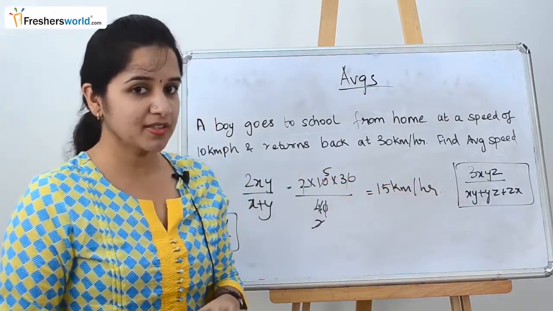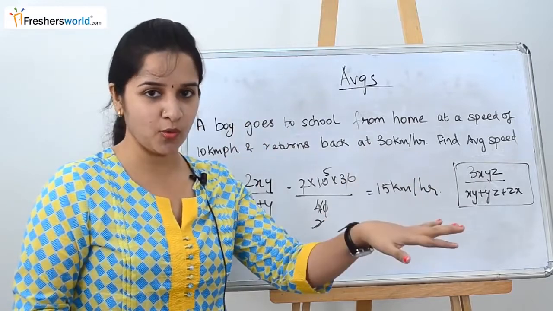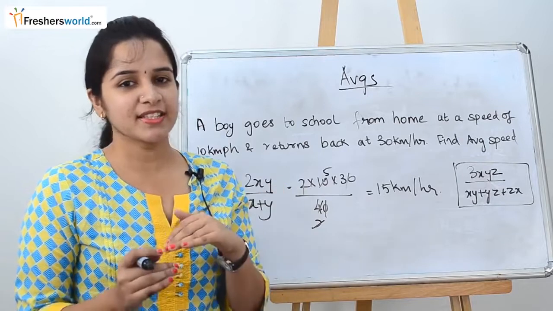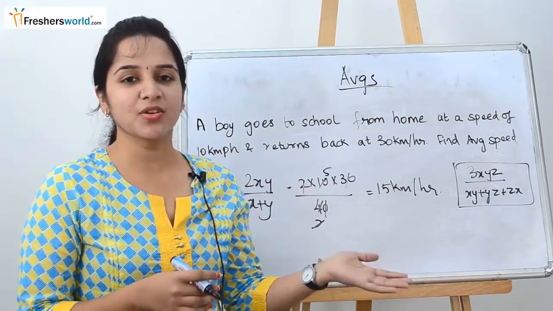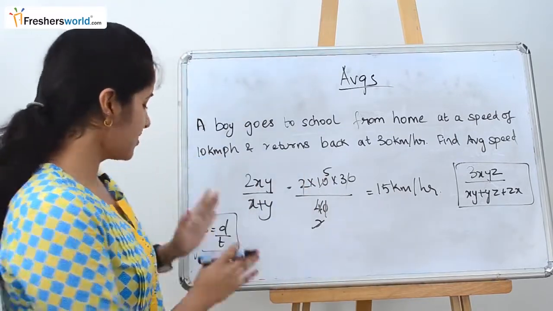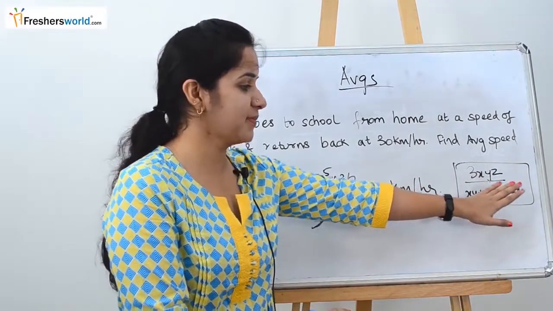So when you apply this formula, because it is of the same distance, the guy is going to school from home and he is returning back to the home. So he is covering the same distance. Let's take his distance from home to school as 10 kilometers. Same distance is the one he is going to cover back from school to home. So in case of same distance, we have two formulas, which are 2xy by x plus y and 3xyz by xy plus yz plus zx.